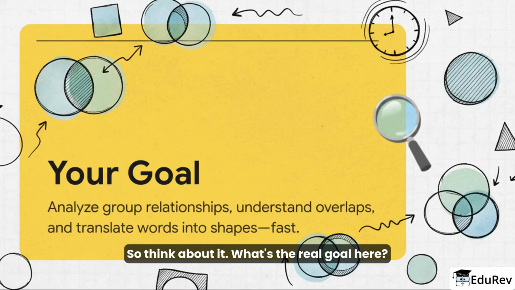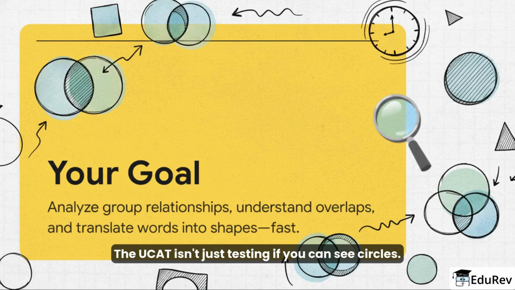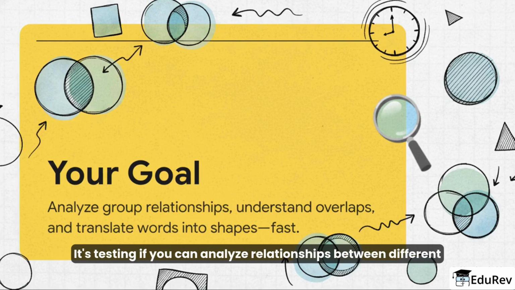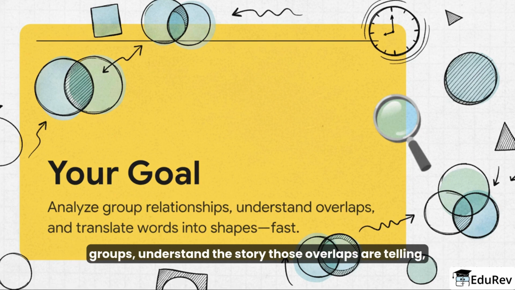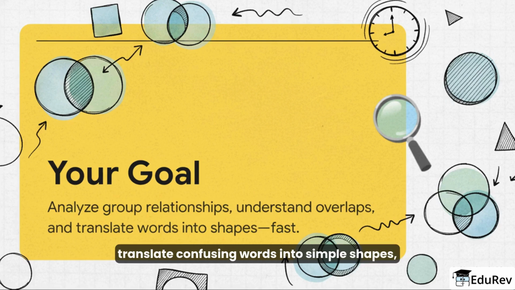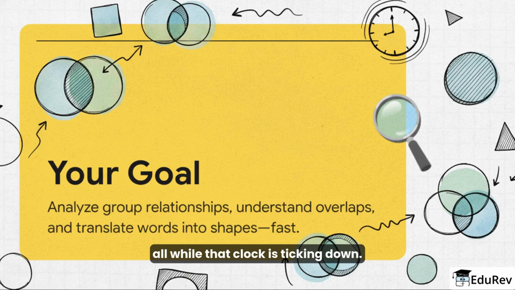So think about it. What's the real goal here? The UCAT isn't just testing if you can see circles. It's testing if you can analyze relationships between different groups, understand the story those overlaps are telling, and, most importantly, translate confusing words into simple shapes, all while that clock is ticking down.